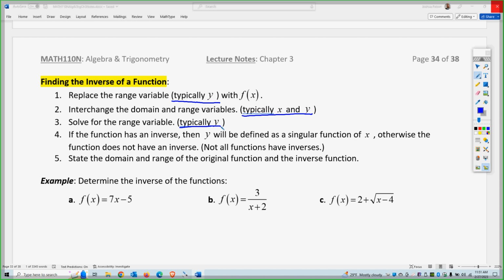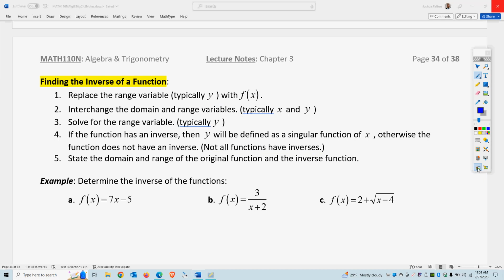Not all functions have an inverse, okay, as you'll see coming up in the next section. And then state the domain and range of the original function and the inverse function. Okay, let's try 3 different variations down here, and I'll have you try 3.